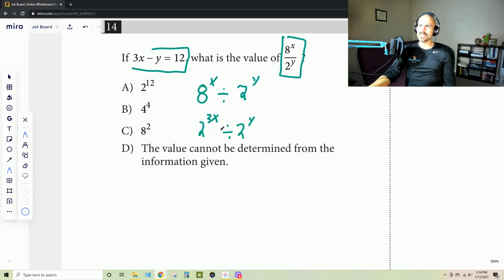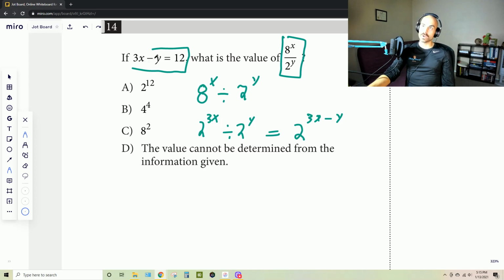Now, why do I care about this? Why do I want the bases to be the same? Well, remember that I can now write this as 2 to the 3x minus y. Because we're dividing, we can just combine both of these terms as a subtraction problem. If it was multiplying, you would have added them, and we have 2 to the 3x minus y.